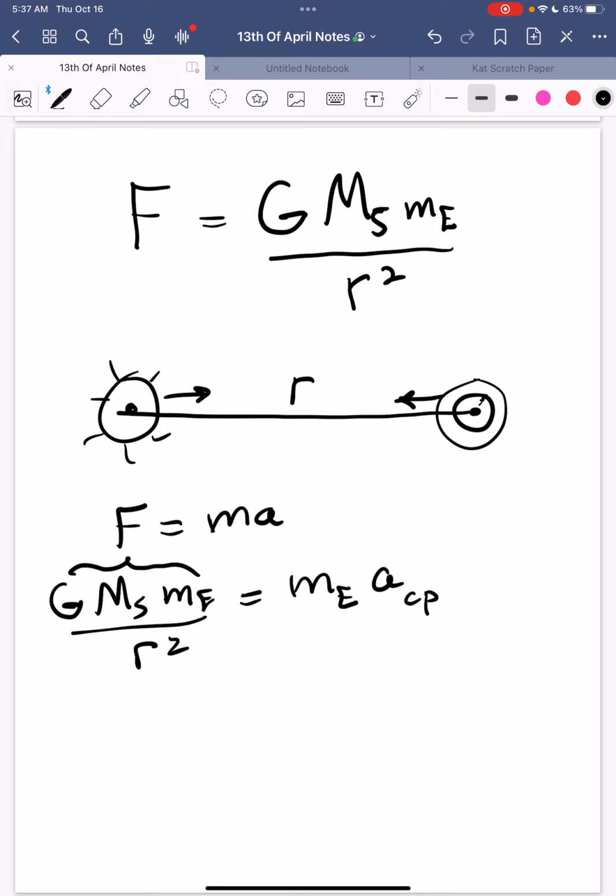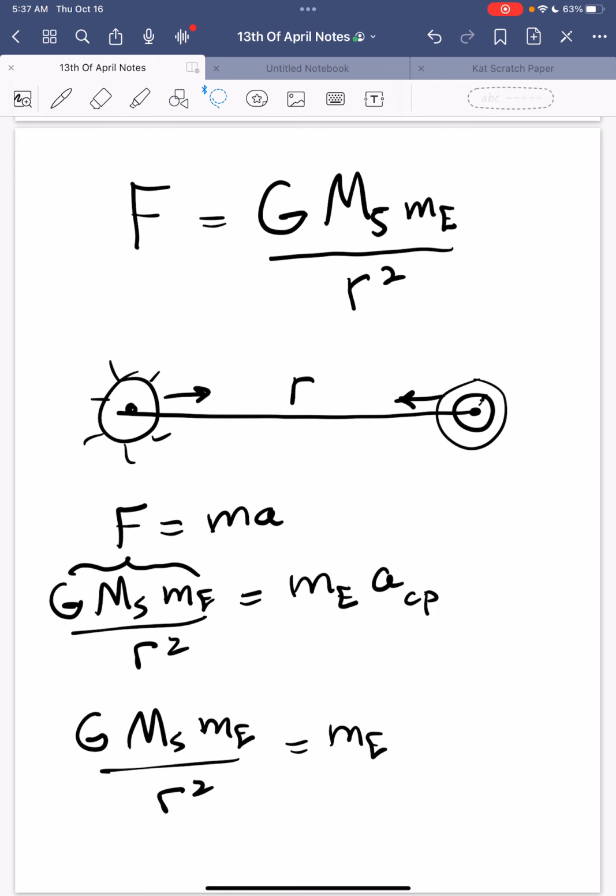I'm going to elaborate it a little bit and simplify it. So G, capital G, is a constant. I'll mention that in a second. G mass of the Sun times mass of the Earth divided by radius squared equals mass of the Earth times acceleration. And as we talked about in class, the centripetal acceleration is a special type of acceleration. It's given by v squared over r. Make sure that's a square over r like this.